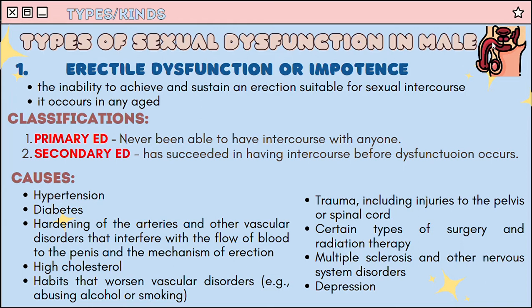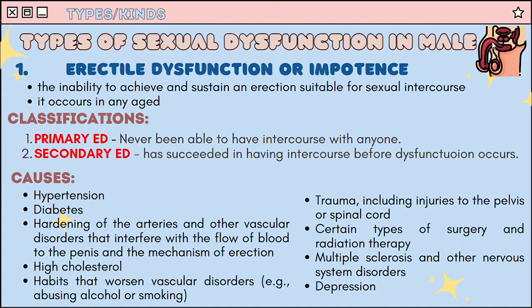This is the inability to achieve and sustain an erection suitable for sexual intercourse. Tong erectile dysfunction, nag-o-occur siya at any age. So, next, we have the classifications of erectile dysfunction or impotence. We have primary erectile dysfunction and secondary erectile dysfunction. So, sa primary erectile dysfunction, never been able to have intercourse with anyone. Wala pa siyang nakaka-intercourse na iba, meron na siyang erectile dysfunction.